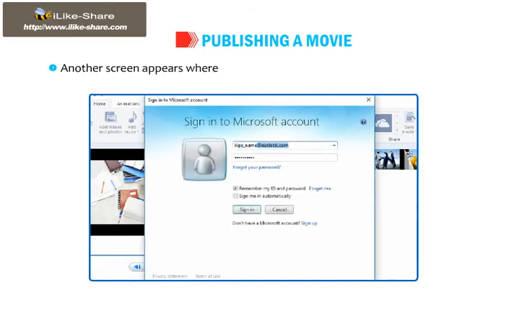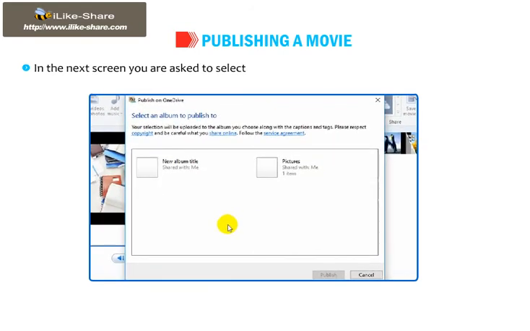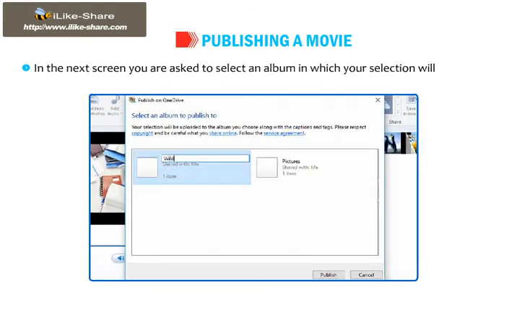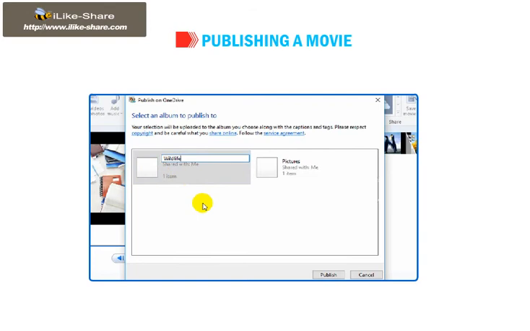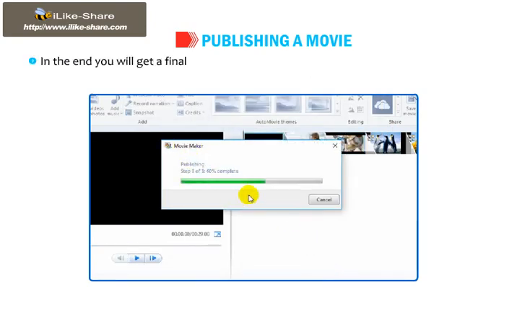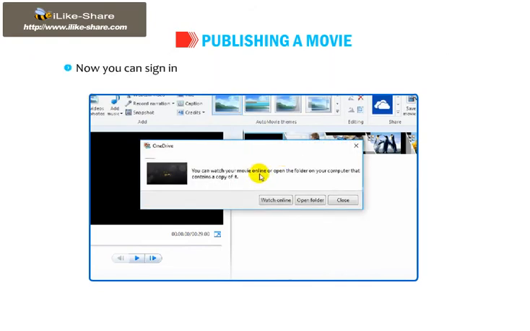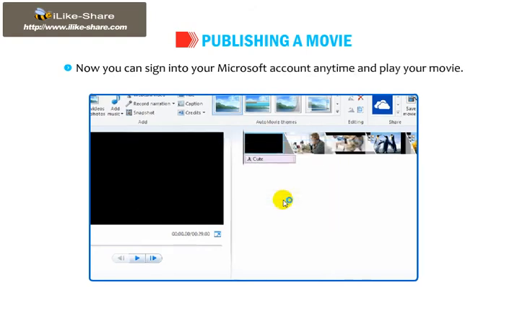Another screen appears where you are asked to sign into your Microsoft account. In the next screen, you are asked to select an album in which your selection will be uploaded. After selecting the album, click on the Publish button. The process of publishing starts. In the end, you will get a final screen notifying you about the successful completion of the process. Now you can sign into your Microsoft account anytime and play your movie.